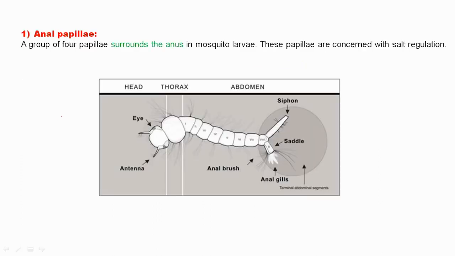See, anal papillae, a group of 4 papillae. See here, a group of 4 papillae is present surrounding the anus. In mosquito larvae they are known as anal papillae. These papillae are concerned with salt regulation, that means they maintain the ionic balance and facilitate other metabolic activity effectively.